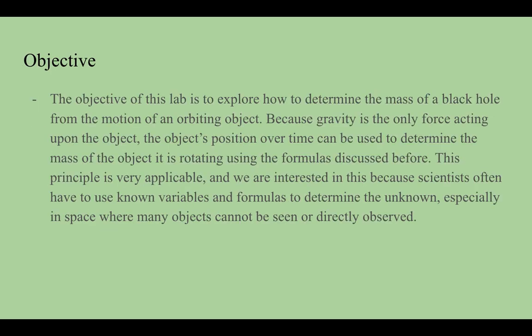So the objective of this lab is to explore how to determine the mass of a black hole from the motion of an orbiting object. Because gravity is the only force acting, the object's position over time can be used to determine the mass of the object it is rotating around, using the formulas discussed before. This principle is very applicable, and we're interested in this because scientists often have to use known variables and formulas to determine the unknown, especially in space when many objects cannot be seen or directly observed.